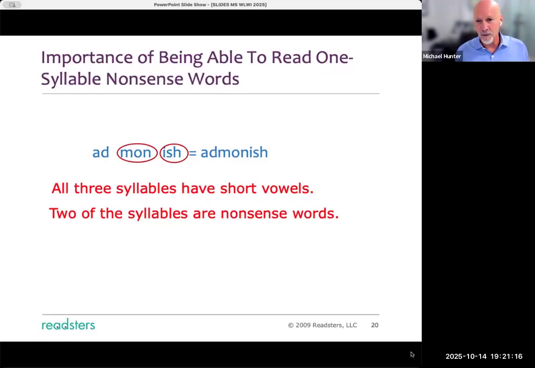So there's the short answer to why we need to be able to read nonsense words, because any unfamiliar word is a nonsense word until we've read it. And any syllable that we haven't read before is going to be nonsense until we read it.